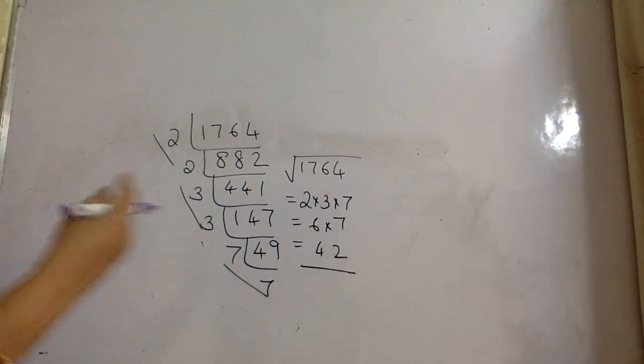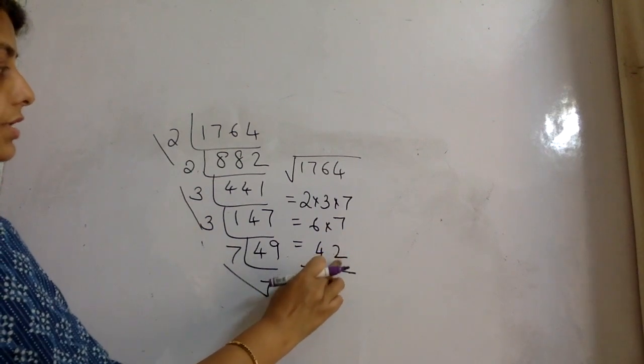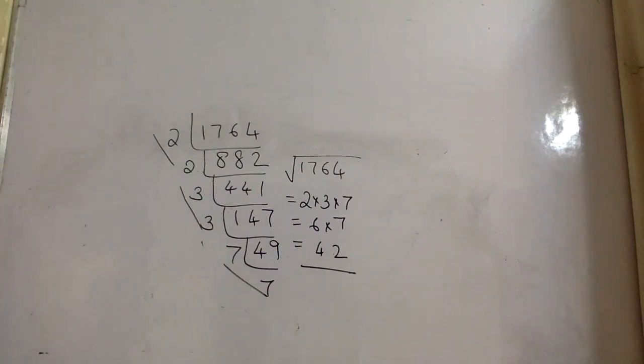Okay, so here also I am doing a small check. 2 into 2, 42 into 42, last digit is going to be a 4. Here also last digit is a 4. Okay, now so that was prime factorization.